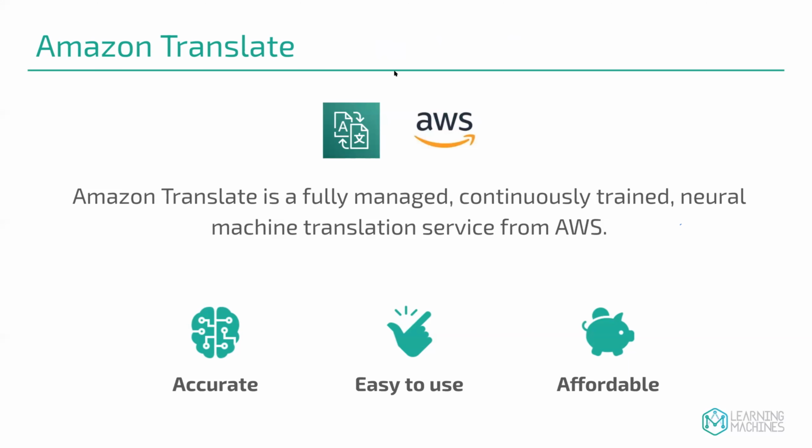Now, the service that's provided by Amazon or AWS is called Amazon Translate. And it's a fully managed and continuously trained machine translation service. Now, the benefits of Amazon Translate are, first of all, that it's accurate. Secondly, it's really easy to use, and it is quite affordable. And I'll explain each one of these different advantages in a little bit more detail.